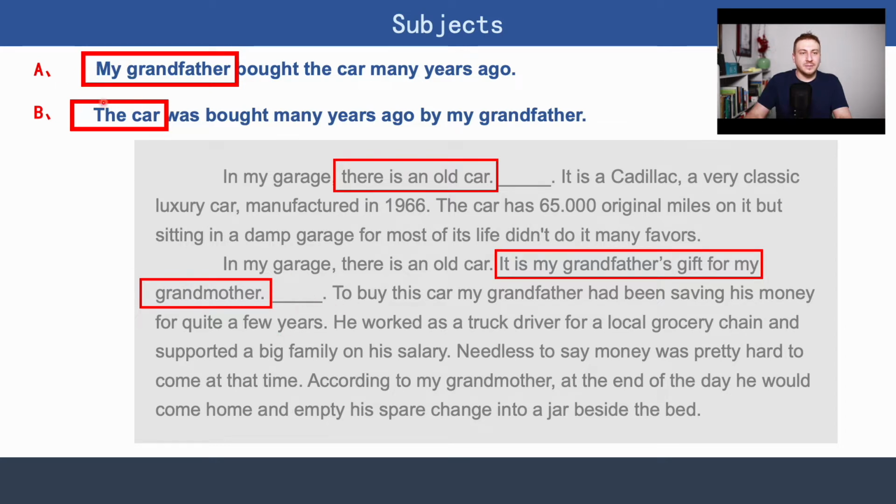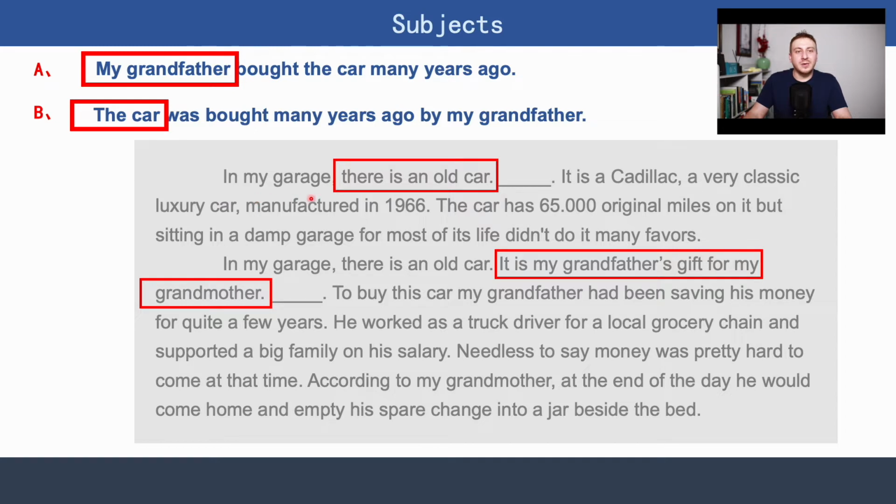Okay, so my grandfather bought the car many years ago. The subject is my grandfather. And the car was bought many years ago by my grandfather. So here the subject is the car. Now we have two paragraphs. Let's begin with the first one.